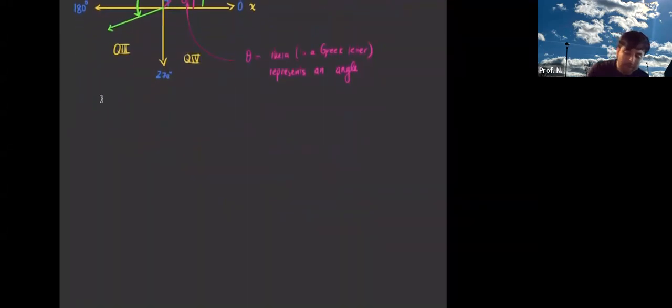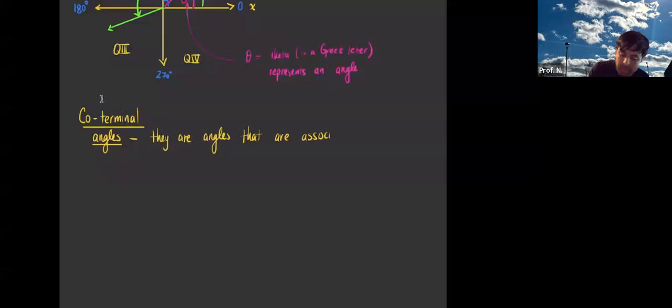So now that we have this, let's talk about something that's called coterminal angles. So what are coterminal angles? They are angles that are associated with the same terminal side.